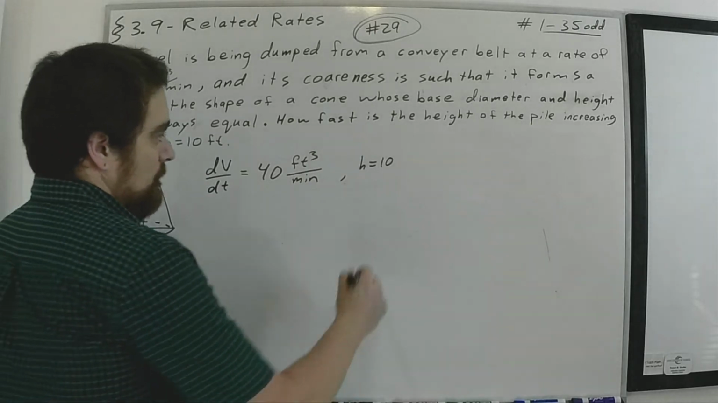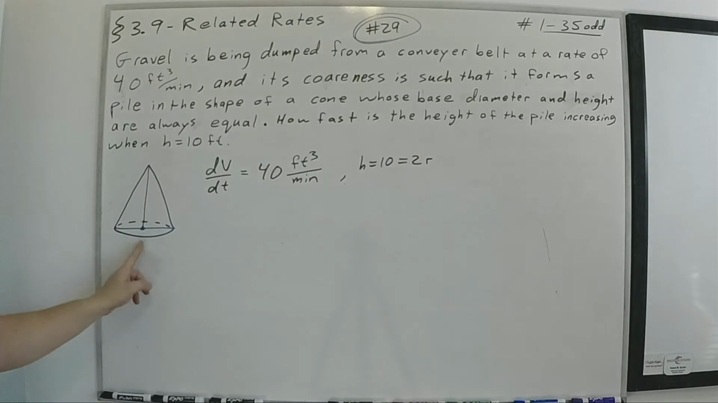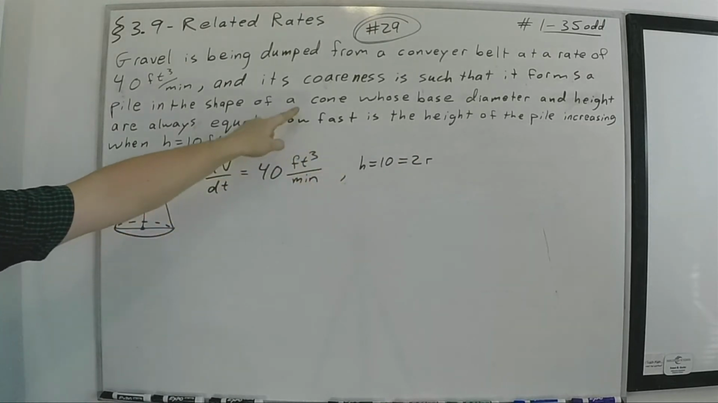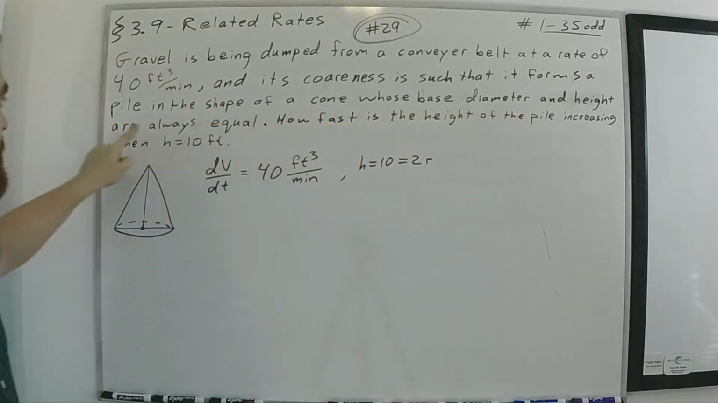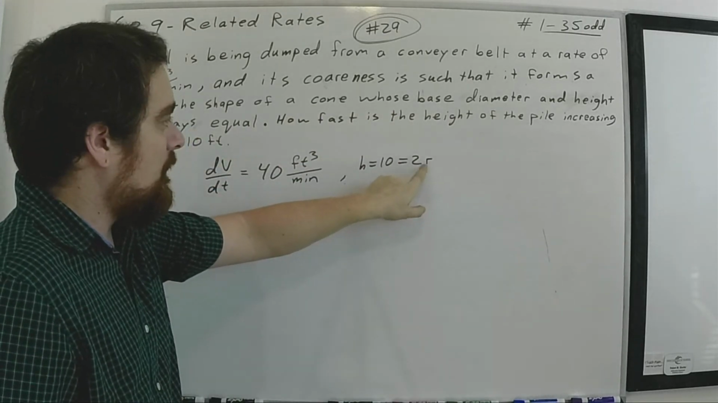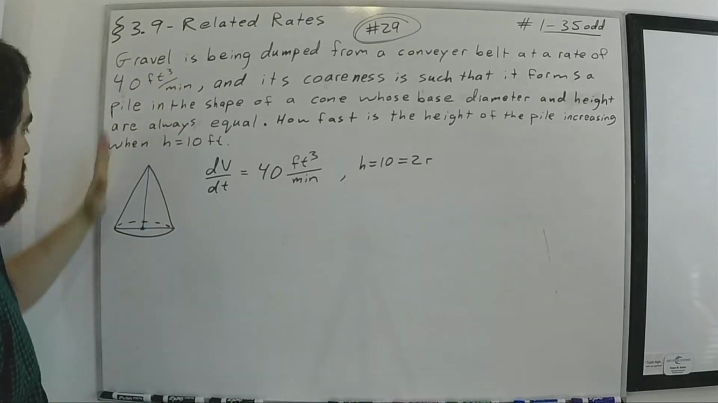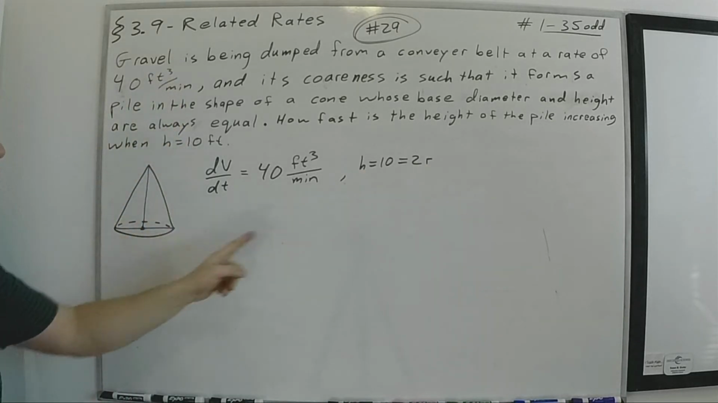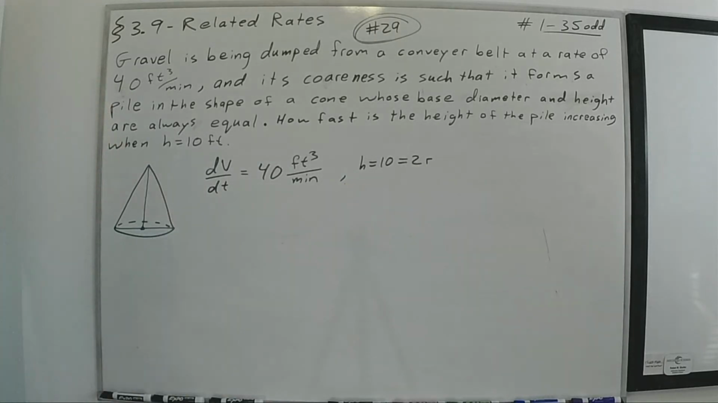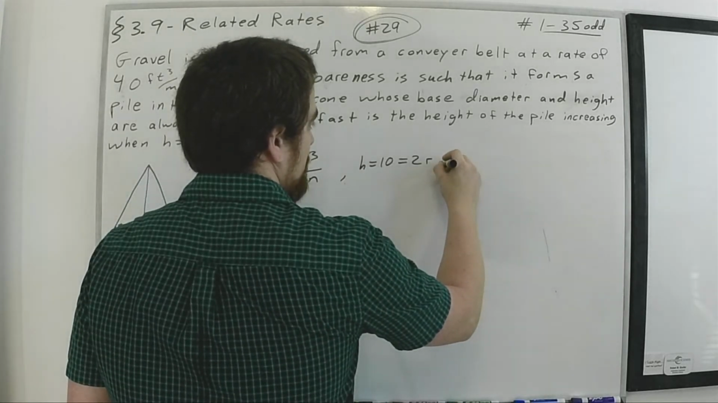But this h equals 10 is also the diameter of the base. So I'm going to mark that down because it says the base diameter and height are always equal. Now, diameter is d, but I'm going to use r because the formula is going to need r anyway. So the height is the same as the diameter, but the diameter is twice the radius. So that's why I'm saying those are going to be equal values. So now, we basically got all the information that was given.